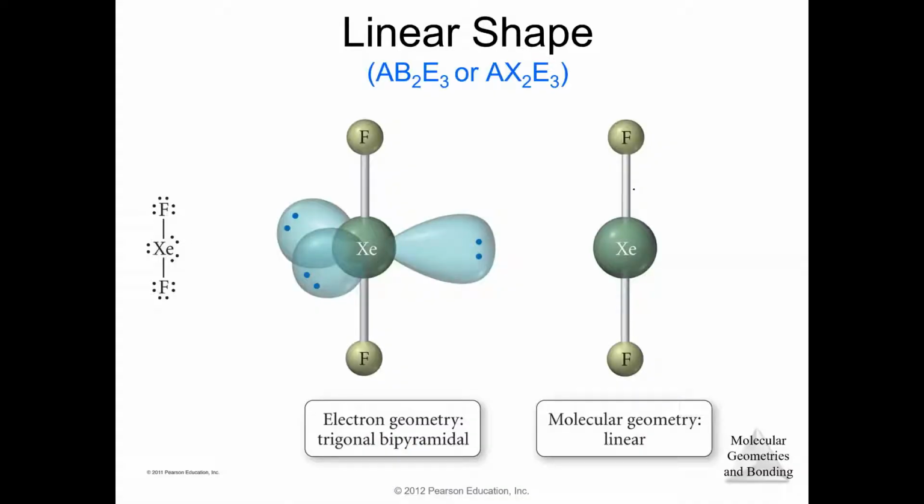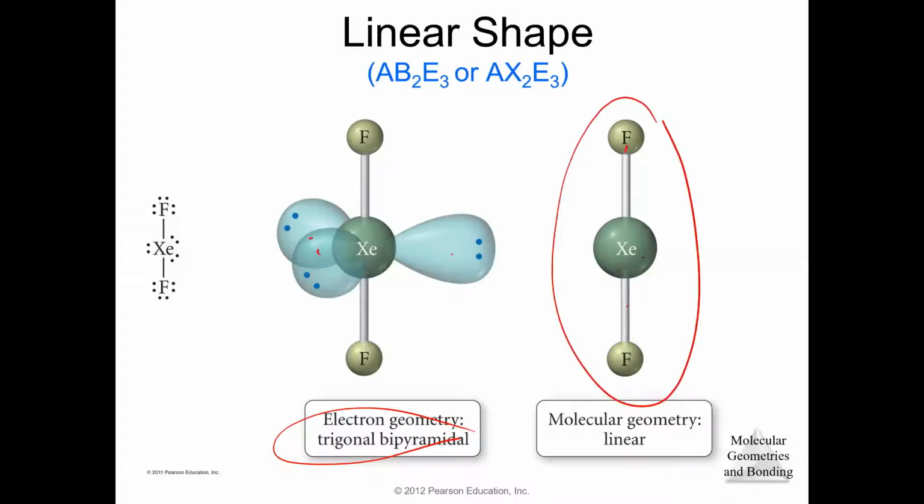Now xenon, this is very interesting, because with this formula, if somebody asks you what the electron geometry is, it is trigonal bipyramidal. And these are all lone pairs, so that makes the shape linear.